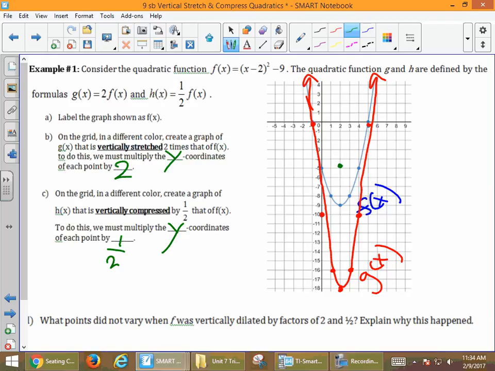And then 1, -8. What will be the point that corresponds with 1, -8? It'll be 1, -4, because we take -8 and multiply by 1/2, and -8 times 1/2 is -4, so 1, -4 is our new point. The same with 3, -8. -8 times 1/2 is -4, so our new point, the x's stay the same, so it's still 3, and our new y is -4.